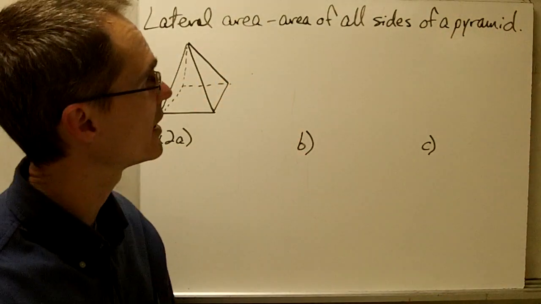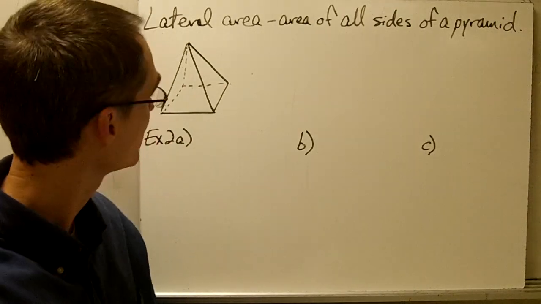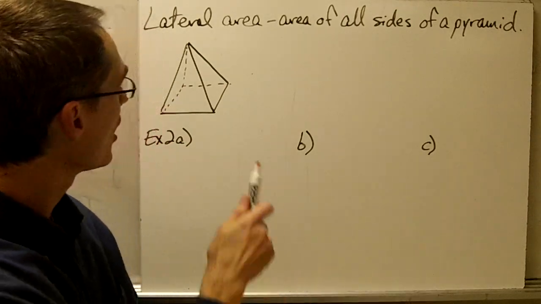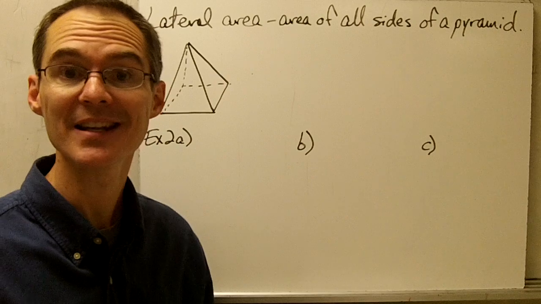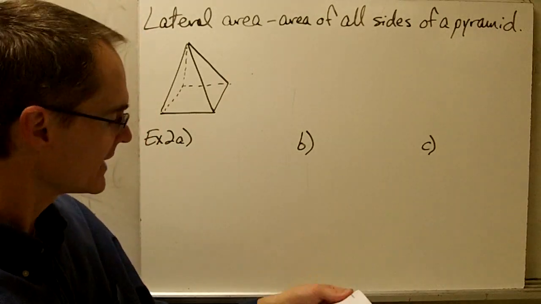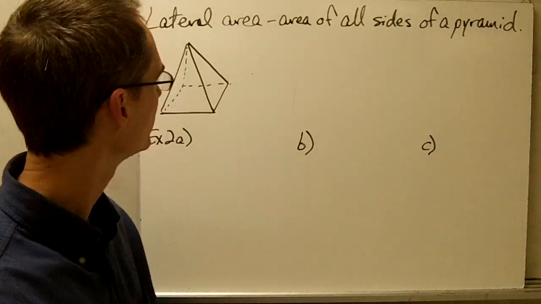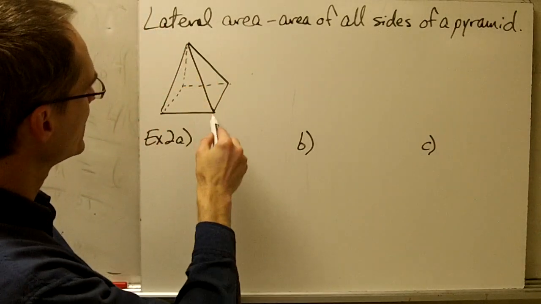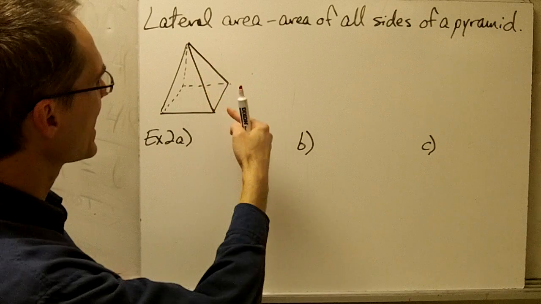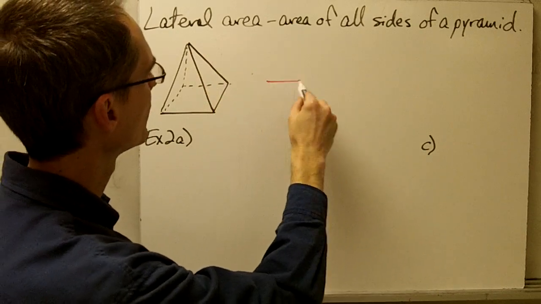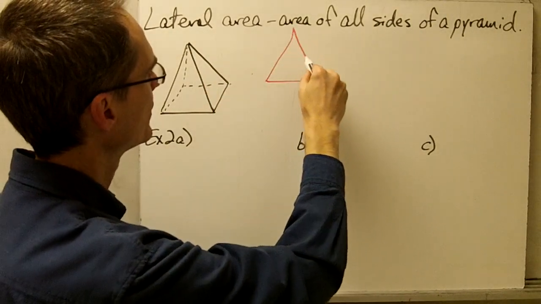Lateral area is just the area of all of the sides of a pyramid, and all of my sides are always going to be triangles, so I'm just calculating the area of a triangle. Now, there's a term that we want to introduce here. Since I'm going to be finding the area of each one of these side triangles, let me go ahead and draw out one of these side triangles over here.